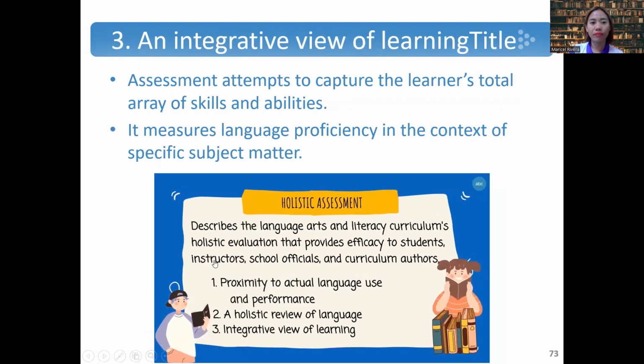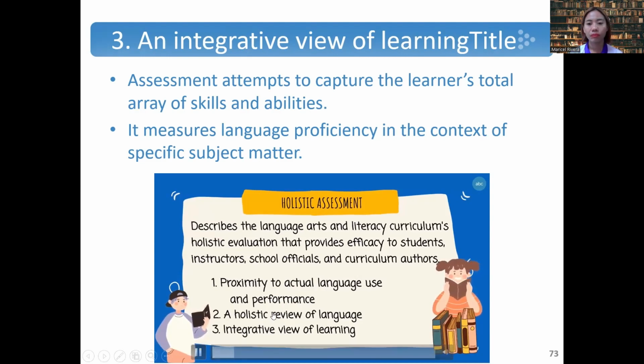And then we have an integrative view of learning. Assessment attempts to capture the learner's total array of skills and abilities, and it measures language proficiency in the context of specific subject matter. So, integrative view of learning.